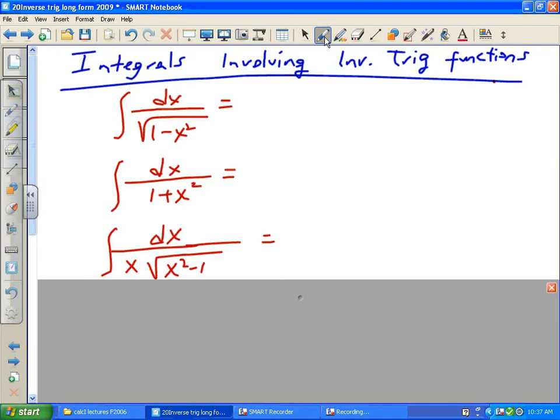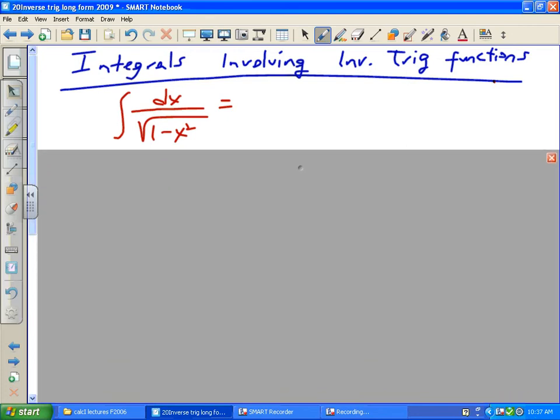We just learned the derivative of sine inverse of x, for example. Let's just do those one at a time. We just learned that the derivative of sine inverse of x was 1 over the square root of 1 minus x squared. So what do you think the integral of 1 over the square root of 1 minus x squared is?